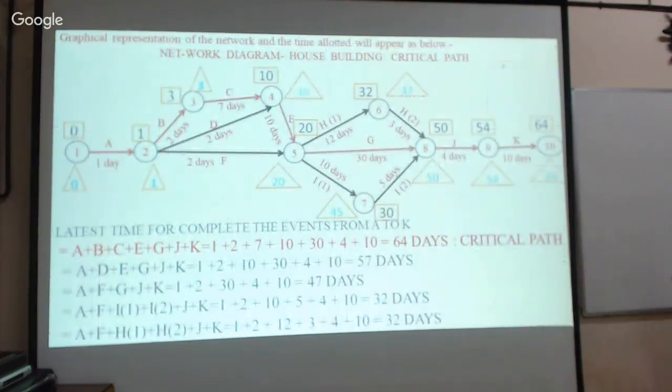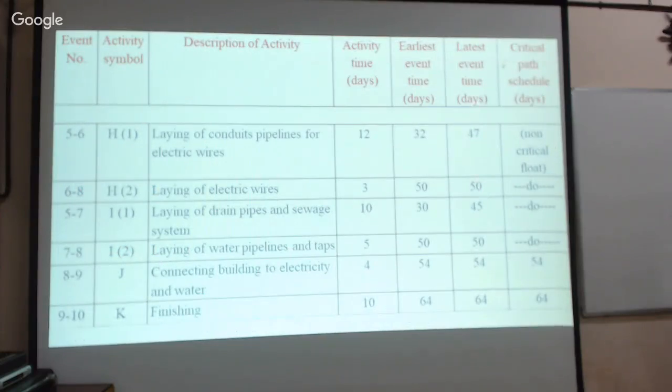Likewise, you can tabulate the results. These are the non-critical floats. You can see H1, H2 are non-critical. They are important to the project, but they are non-critical parts. You can start that work whenever you like, and you get a little extra time for it. Make use of this, isn't it?